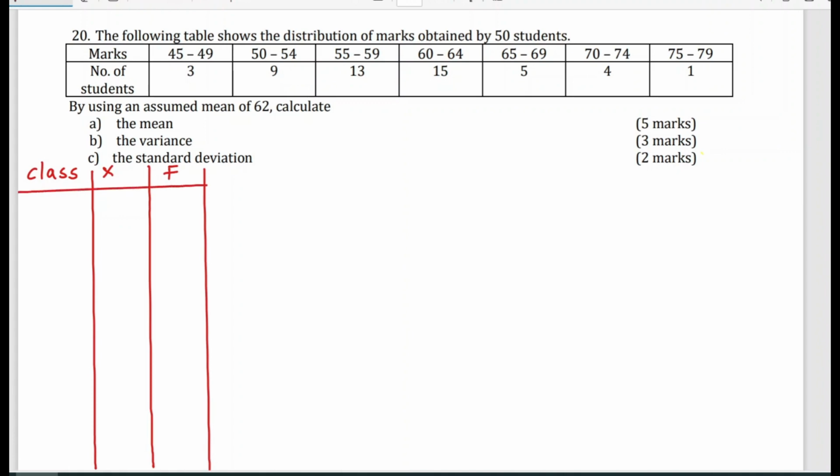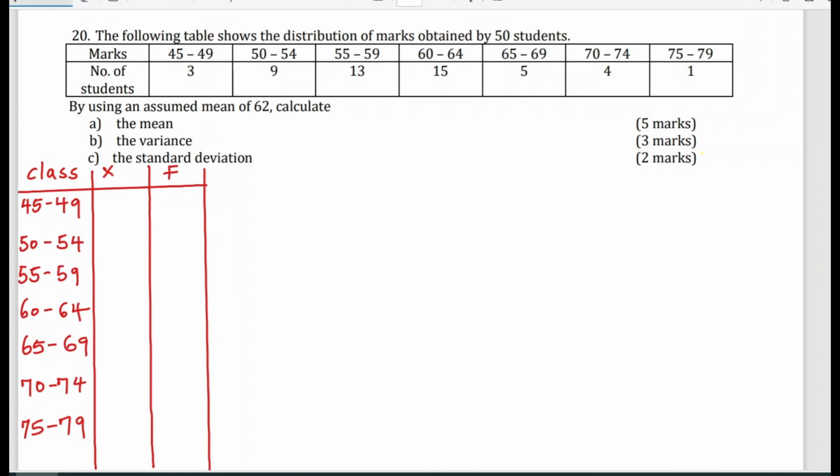So for the classes, it is just the marks, which start from 45 to 49. The next one is 50 to 54. The next one is 55 to 59. The next one is 60 to 64. The next one is 65 to 69. The next one is 70 to 74. And lastly, we have from 75 to 79.